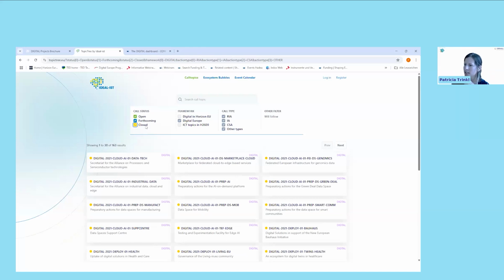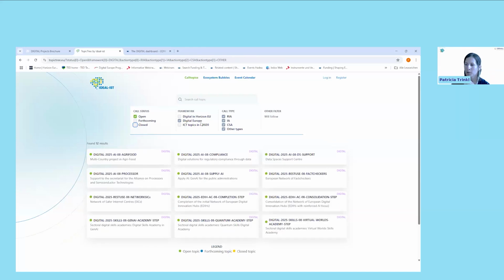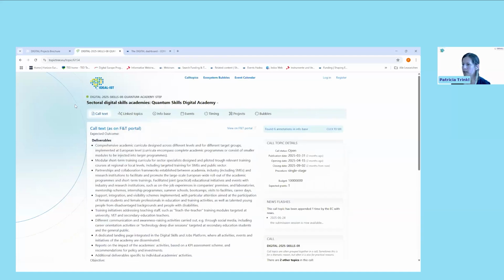So you can filter here, we say we want open, we only want to see Digital Europe topics, because you are also able, for example, to see the topics funded under Digital in Horizon Europe or ICT topics in Horizon 2020. Currently, we just want to see Digital Europe. So, for example, I just choose any of the skills topics. You can see here are the 3 skills topics that are currently open. For example, the Quantum Skills Digital Academy.